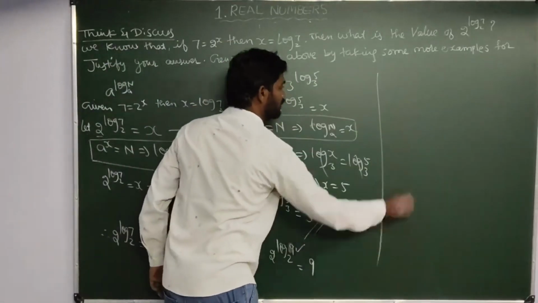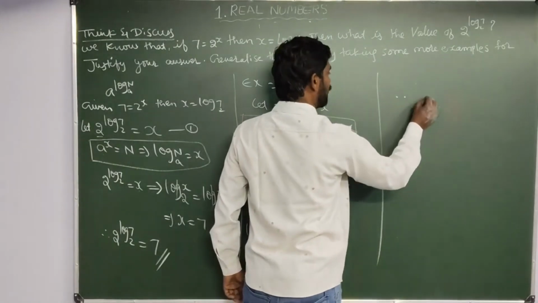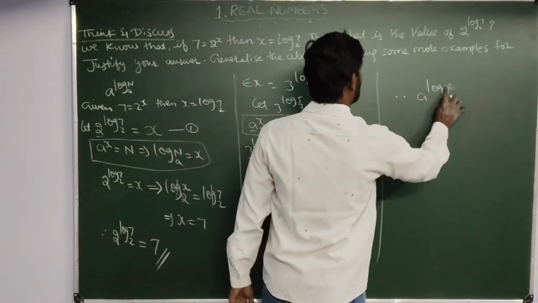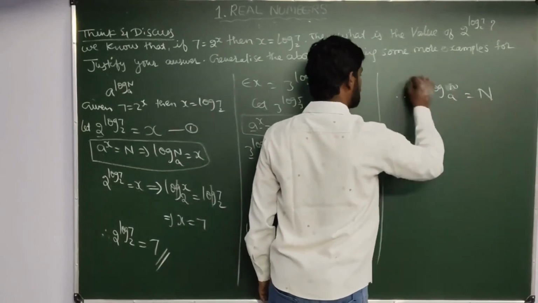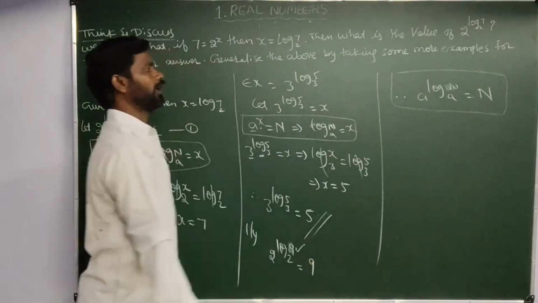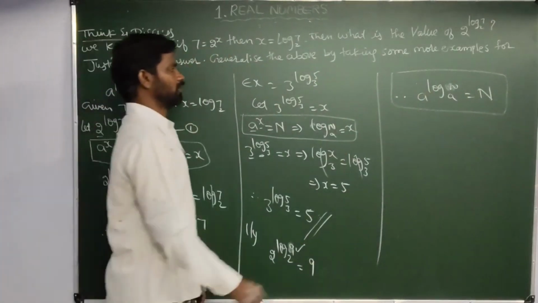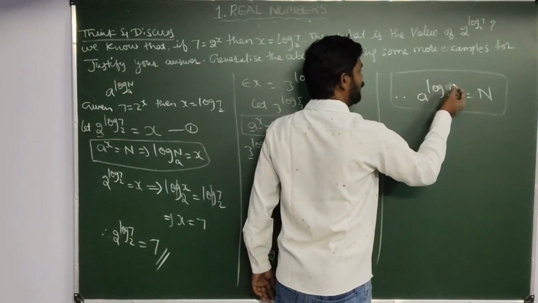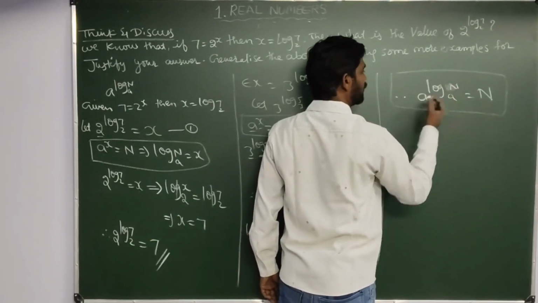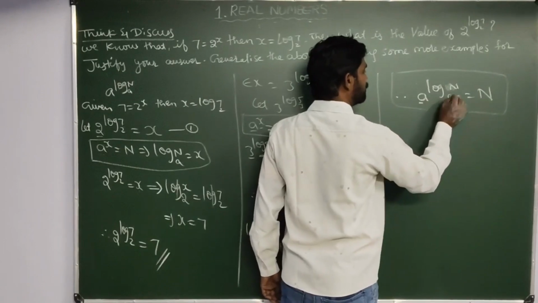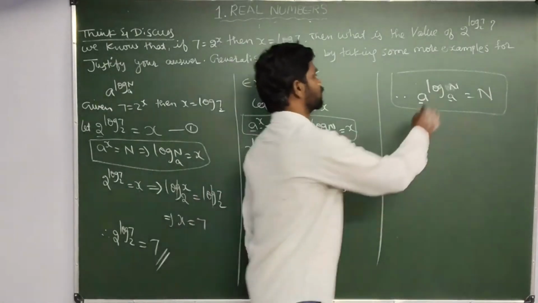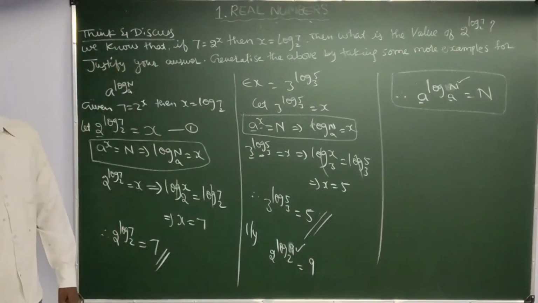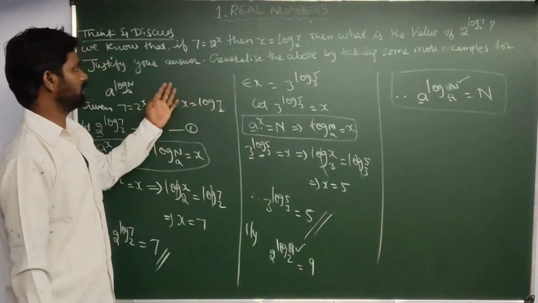So simply we can generalize a power log n base a is equal to n. So this is the formula. So if a number is raised to the power of a logarithm, where the number inside the log and the base of the logarithm are the same, then this is your answer. Okay, a power log n base a is equal to n. So that is the generalized formula.